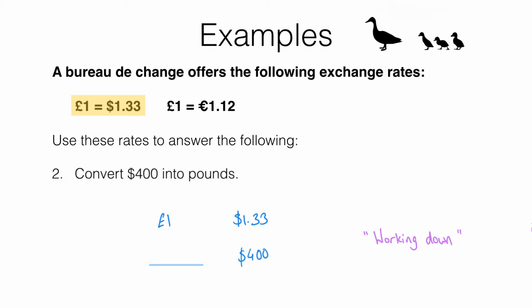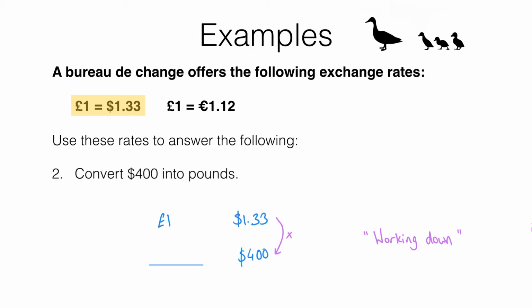Working downwards, we need to find what we multiply or divide 1.33 by to get it to 400. Now, that's not something that can be done easily in your head, whereas it was easy to see when we were working across that you just divided this number 1.33 by 1.33 to get to 1 here. So that's why working across was easy, but working downwards is hard. It's not really that difficult though. We can think about this in 2 steps.